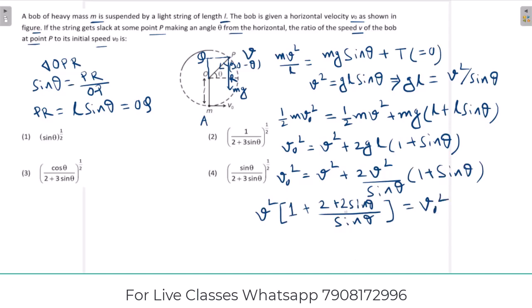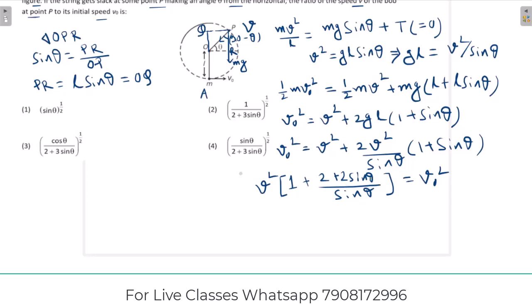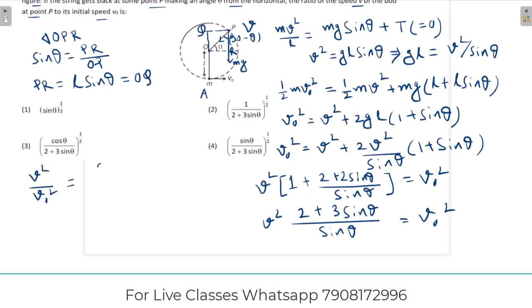So this becomes v square, and take sin theta as the LCM. Then it becomes sin theta plus 2 plus 2 sin theta, that is 2 plus 3 sin theta. This becomes v square into 2 plus 3 sin theta over sin theta, equal to v0 square. We have to find v by v0, so v square by v0 square is equal to sin theta divided by 2 plus 3 sin theta.